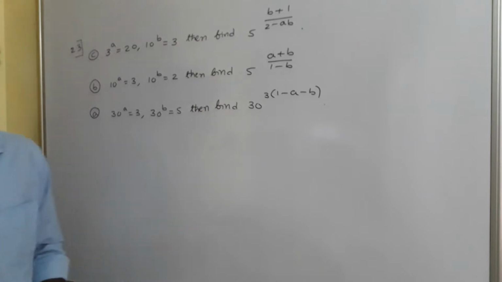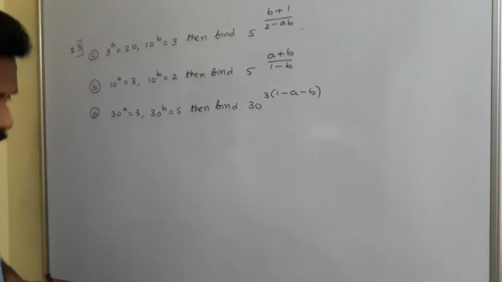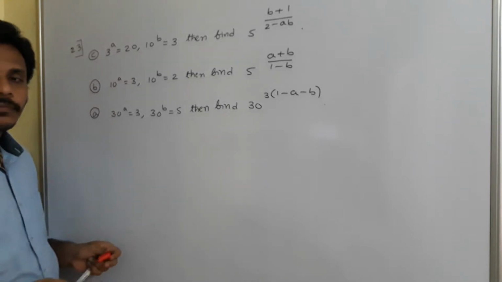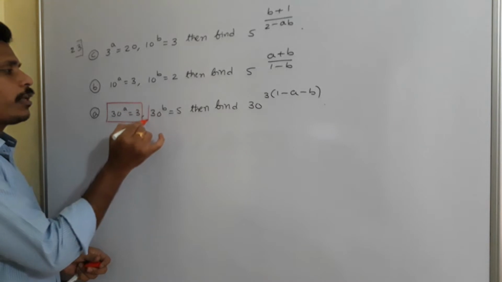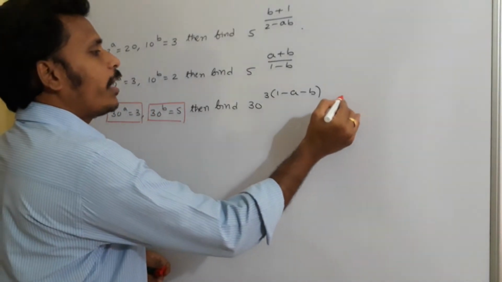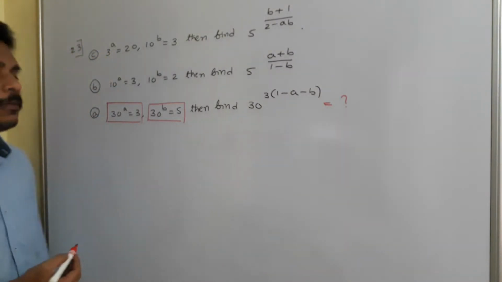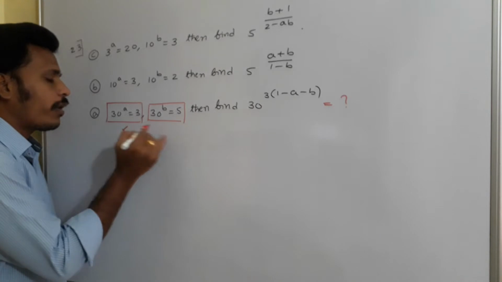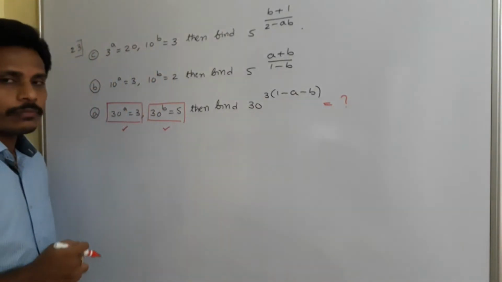First of all, think about this 23rd A. As we mentioned here, 30 power A is equal to 3, 30 power B is equal to 5. Then we need to find the value of 30 to the power 3 into 1 minus A minus B. These two are given, and we need to find this particular value, right?